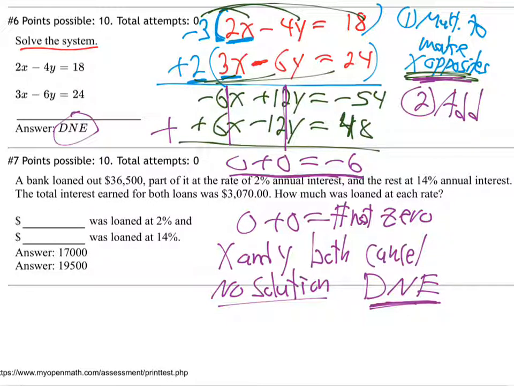So if you get 0 plus 0 equals a number that's not 0, meaning x and y have both canceled, it's no solution. Does not exist. The solution does not exist. There we go. So let's try number 7. Let's put it on a fresh screen over here.